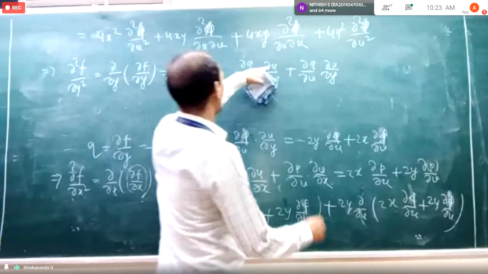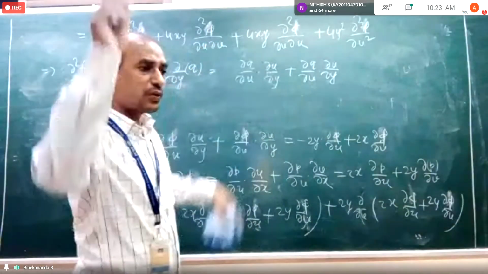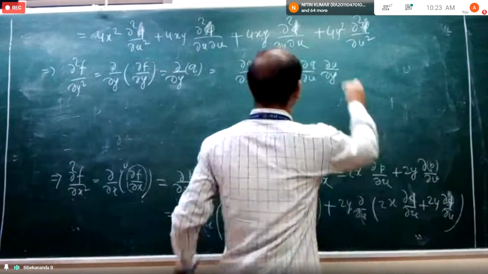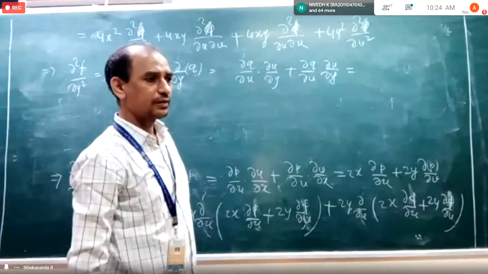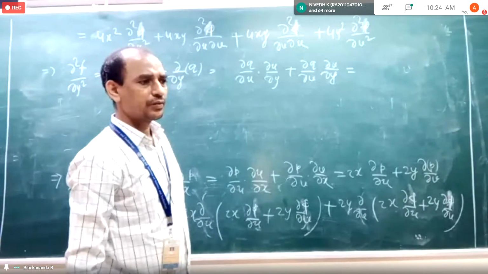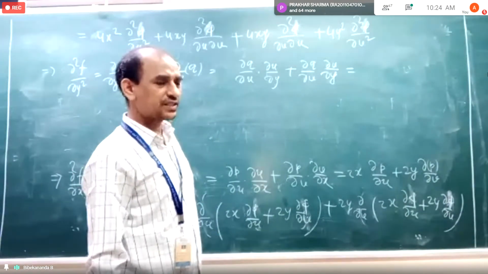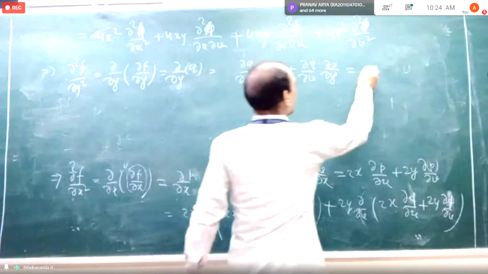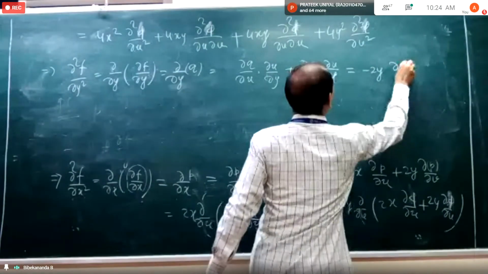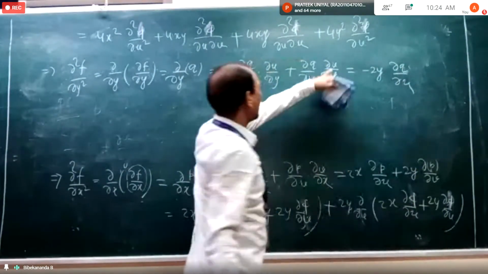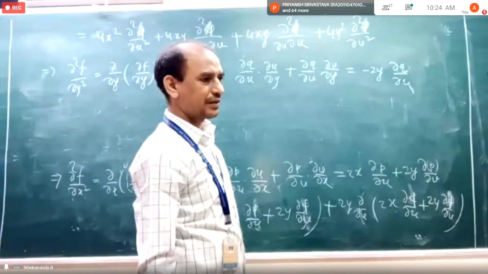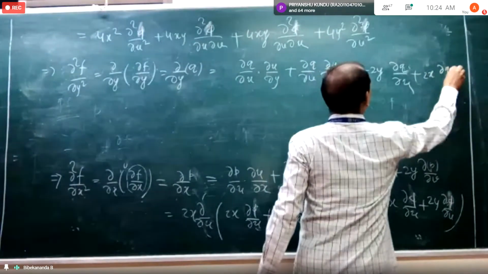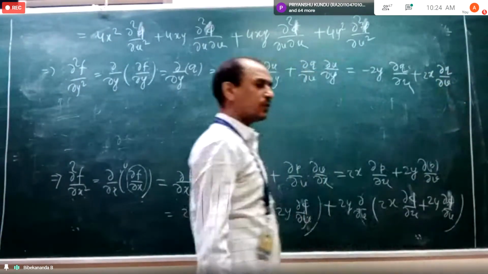Okay, and so what is the value of ∂u/∂y from the given question? Tell me. From the given question, what is ∂u/∂y? Sir, 2y. u is x² minus y², so what is ∂u/∂y? Minus 2y. And here ∂q/∂u. Then what is ∂v/∂y? 2x. So 2x ∂q/∂v.